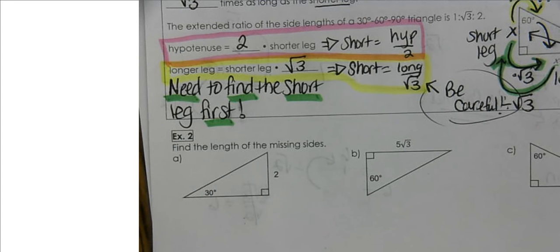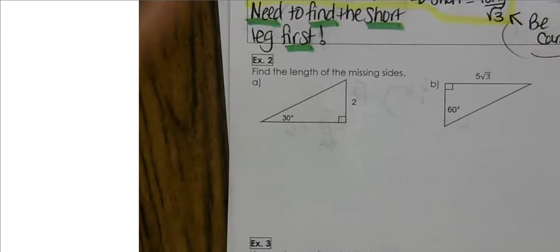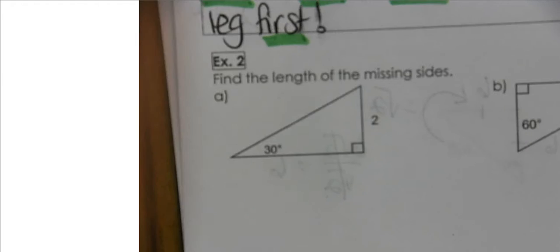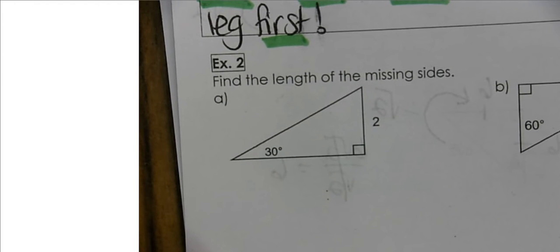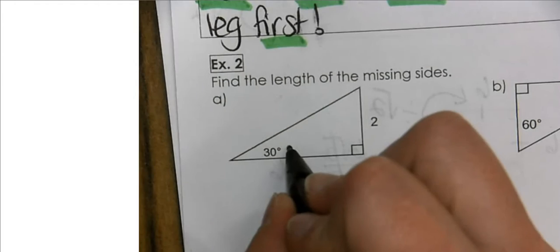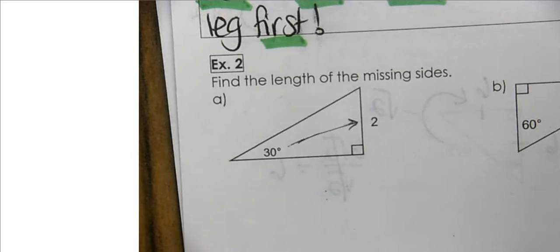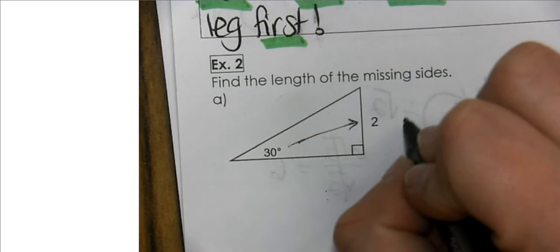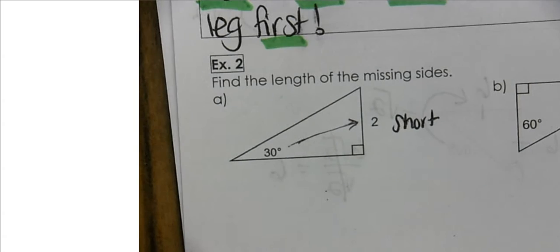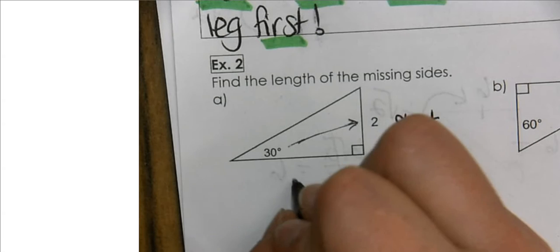All right, so let's go ahead and do a few of these examples. So looking at example letter A, we want to find the length of our missing side, and what I know is I know the side that is across from the 30-degree angle. 2 is the short leg. And I want to find my long leg and the hypotenuse.